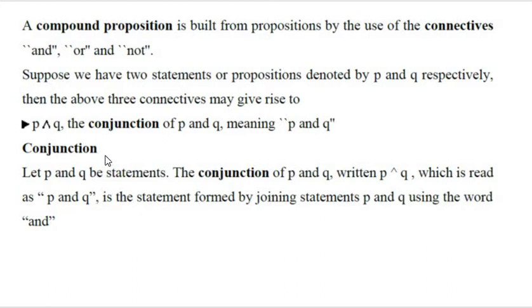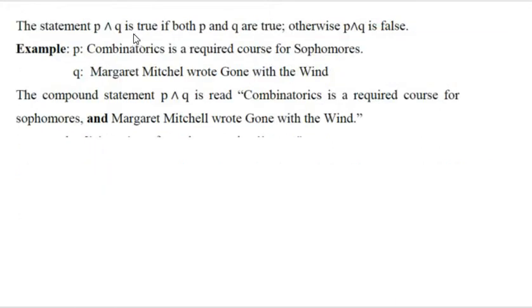Definition: conjunction. Let P and Q be statements. The conjunction of P and Q, written as P and Q, which is read as P and Q, is a statement formed by joining statements P and Q using the word and. The statement P and Q is true if both P and Q are true. Otherwise, the compound statement P and Q is false.